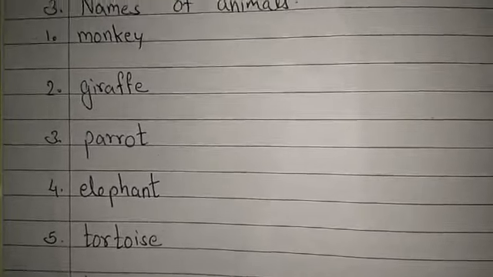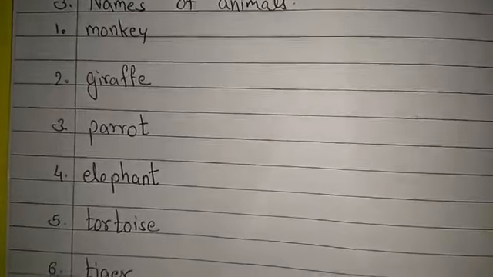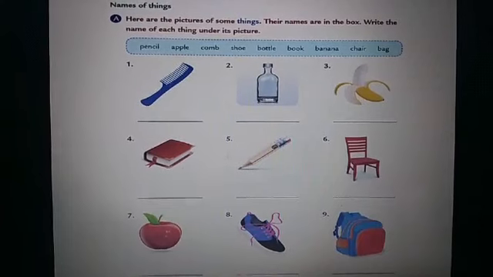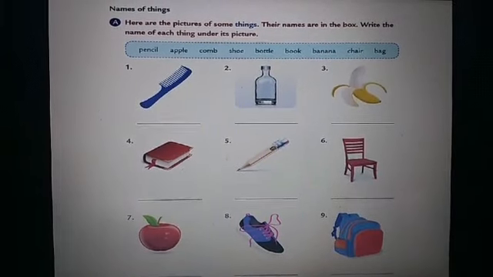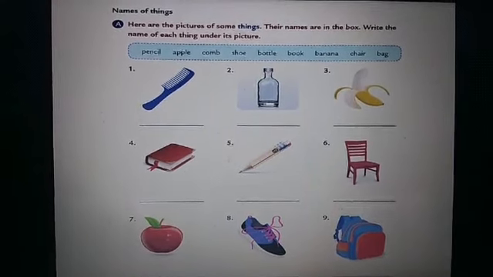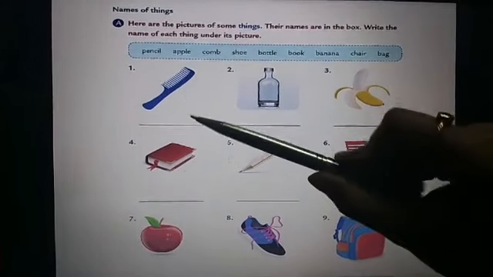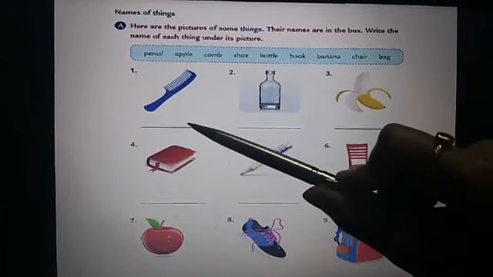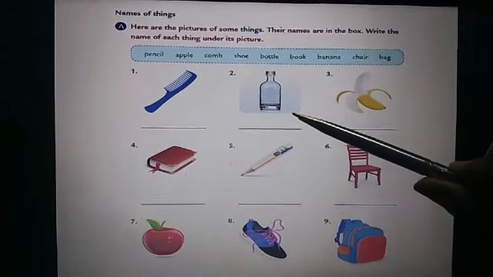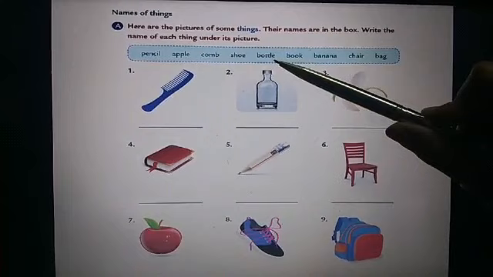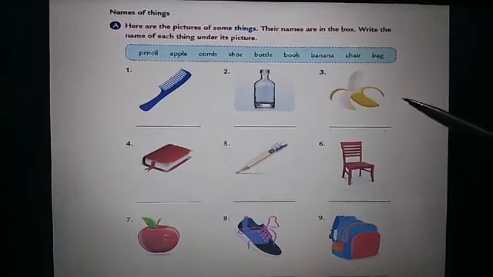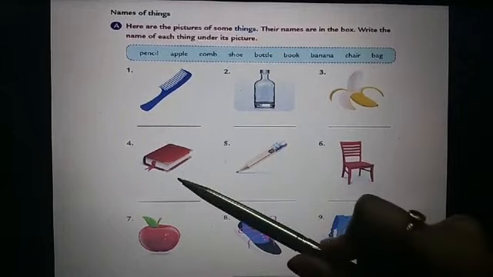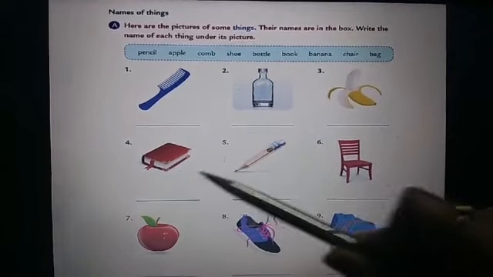Now moving to our next worksheet for names of things. So let's see what is the name given to the following things. Our first image. What is this? Yes, this is a comb. The second image is of a bottle. Third is, it is a fruit. It is banana. Our fourth image is of a book.